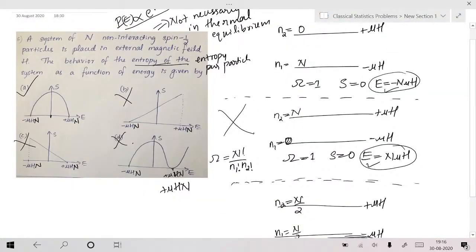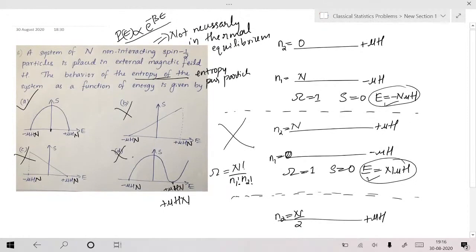This is not necessarily in thermal equilibrium. He hasn't mentioned anything about thermal equilibrium. That's why when all particles are in the ground state, your entropy is 0 because the number of microstates is equal to 1. That's a kind of orderness, isn't it? When all particles are spin up or spin down, your entropy is 0, isn't it? When half of the particles are spin up and half are spin down, your entropy is maximum because it's a kind of more randomness you can think of.